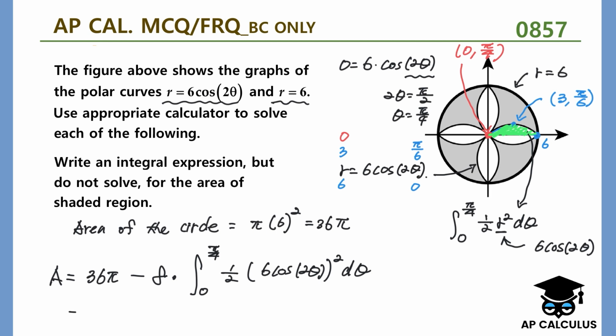If we simplify this, that's going to be 36π minus, here we have 4, but we have 6 squared. 6 squared is 36, so 4 times 36 is equal to 144. So 144 times the definite integral from 0 to π/4 of cos²(2θ) dθ. That's an integral expression for the area of the shaded region.